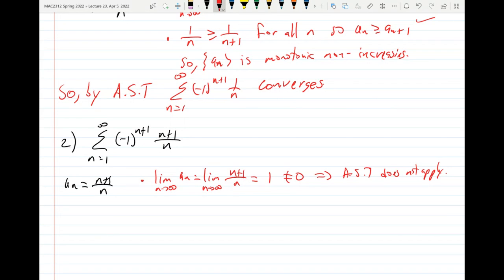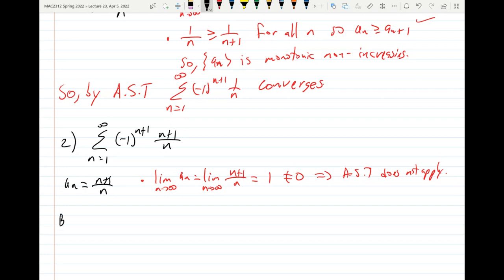However, by the discussion that we had, when this happens, when you look at the original series with the negative 1 to the n plus 1, because this gets close to 1, the original one is going to get close to either 1 or negative 1, right? So the limit itself is not going to exist. So by the divergence test, the series diverges. But not because of the alternating series test. The alternating series test does not apply.